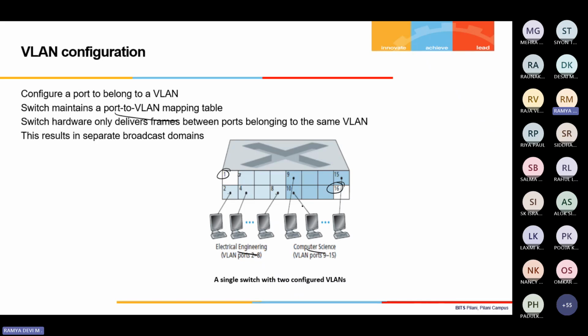Even though devices are connected to the same physical switch, communication is not directly supported from port 8 to port 9. Why? Because port 8 is connected to electrical engineering and port 9 is connected to computer science engineering. So this can be supported with the help of a router. Fine. Any doubts?